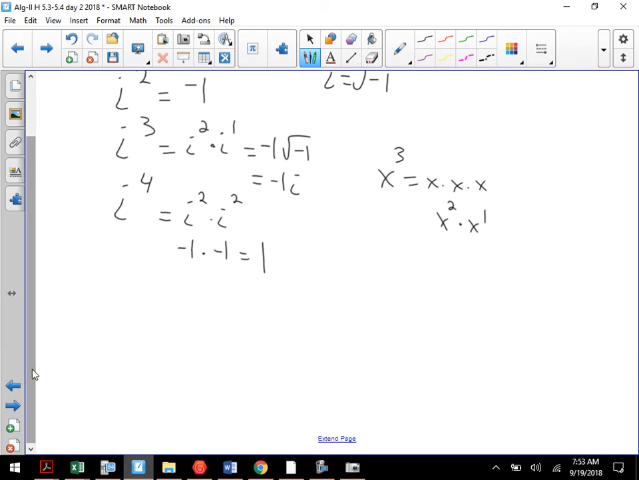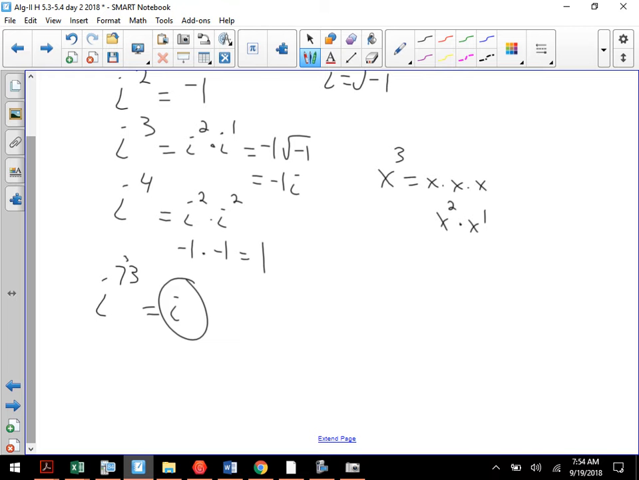So if you had to figure out i to the 73rd power, how many times does 4 go into 73? 18 times, and then there's how many left over? 1. So this is basically i to the 4th 18 times, which is equal to 1. And then it's i to the 1st. What's i to the 1st? i. So this would equal i. That's all you got to do.